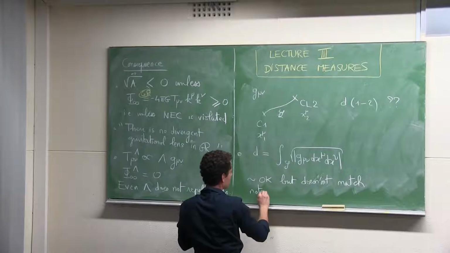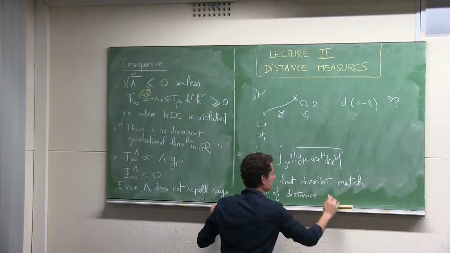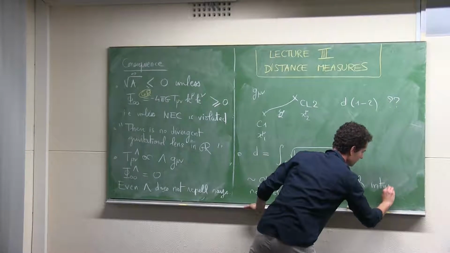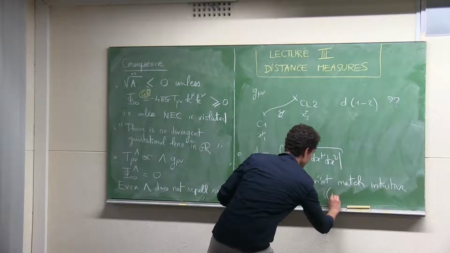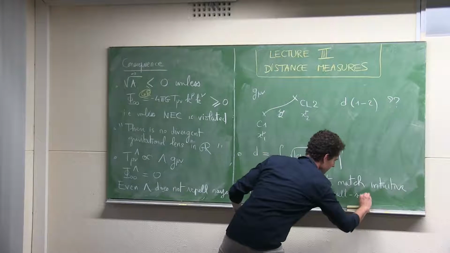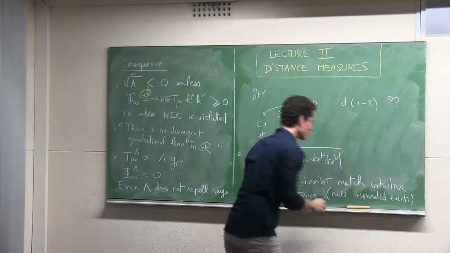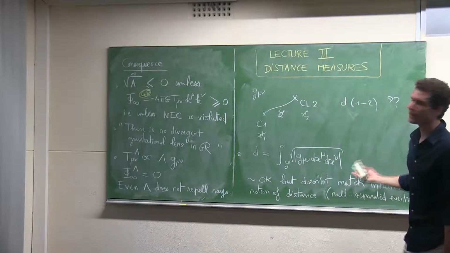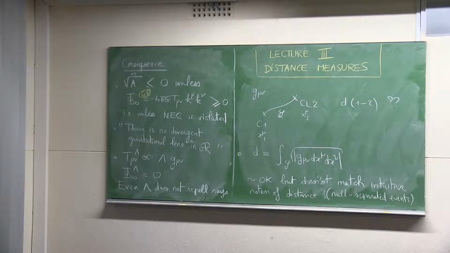A notion of distance, an intuitive notion of distance. So we need something more. Because so far, I think this is the only covariant way to define a notion of distance, right? We have just a metric, two events. The only thing that is sensible is to define something like that.